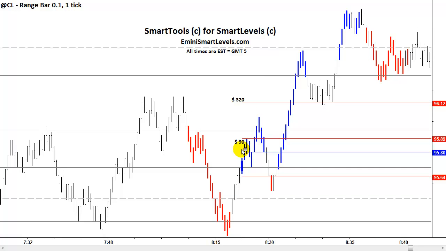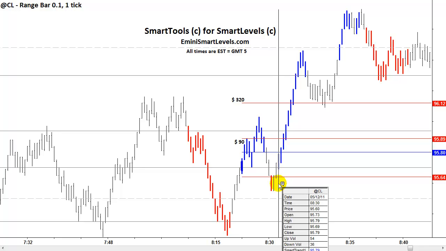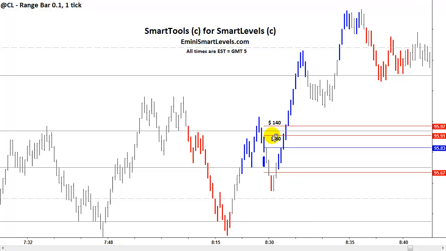However, it's too close to the news in my opinion, and as you can see, it only reaches the first profit target and the overhead position trading level. This is the setup to take at 8:30. Just as the news is released, the setup bar is validated by the smart level, and it goes on to reach both profit targets and this overhead position trading level.